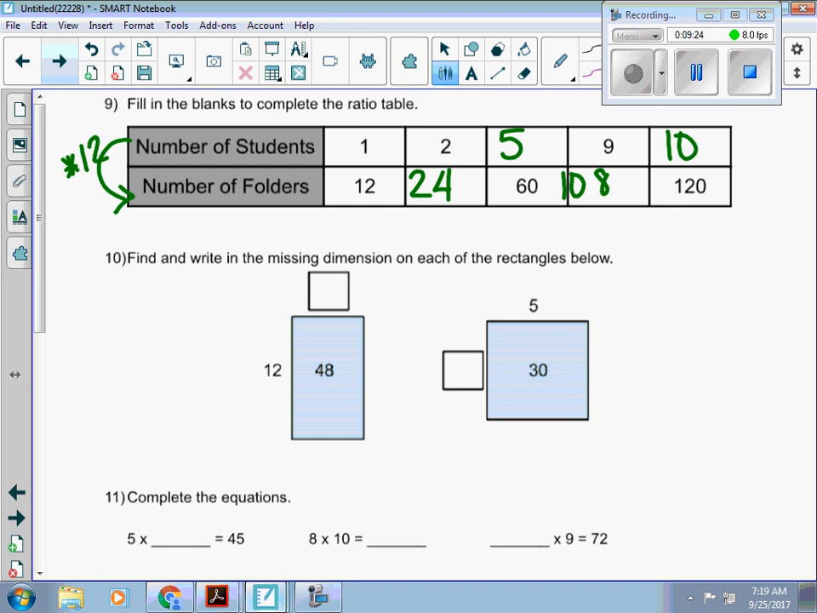Okay. Number 10, our missing dimensions on our rectangles. I know 12 times 4 is 48, and 5 times 6 is 30.